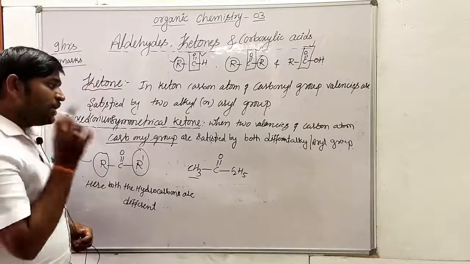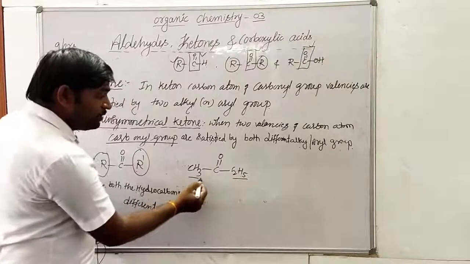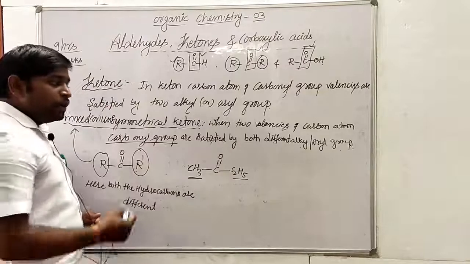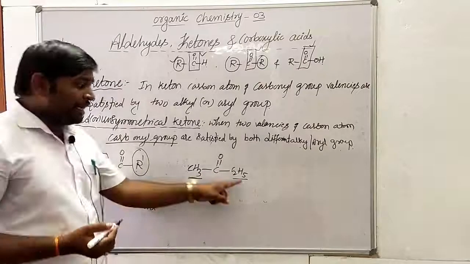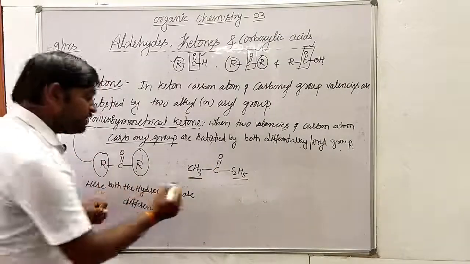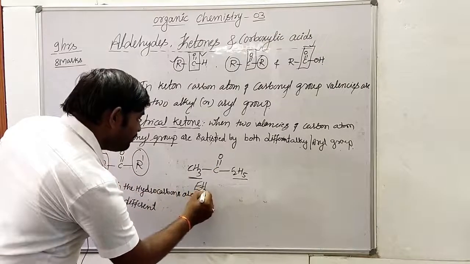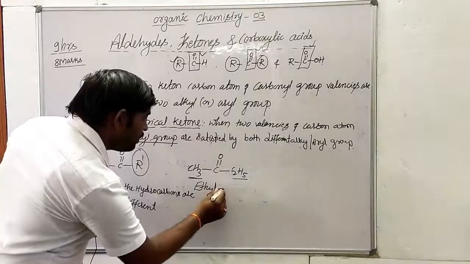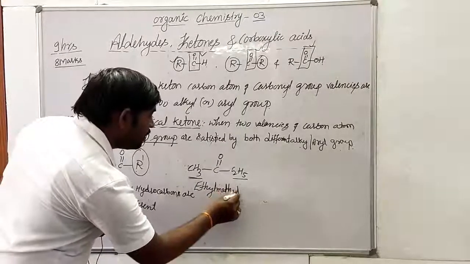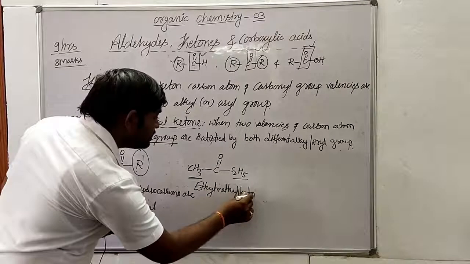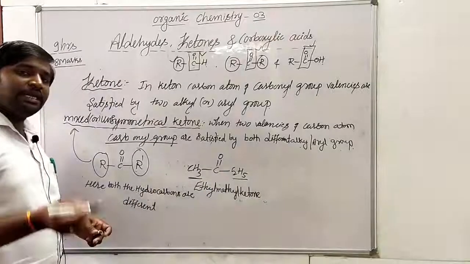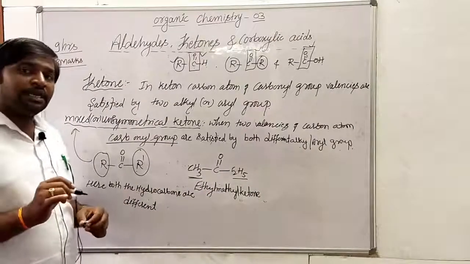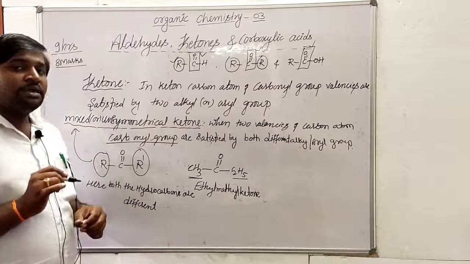What is the name of this molecule? This is the ethyl group, this is the methyl group. So the name of this molecule is ethyl methyl ketone. This molecule is called ethyl methyl ketone, an unsymmetrical ketone or mixed ketone.